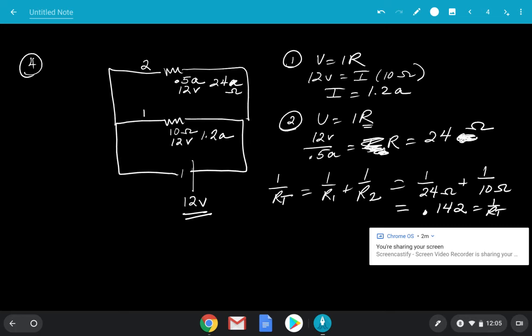And I'm going to hit that x to the -1 button. I'm going to take the inverse, and I'm going to get RT equals 7.06 ohms. So my total resistance, 7.06 ohms.